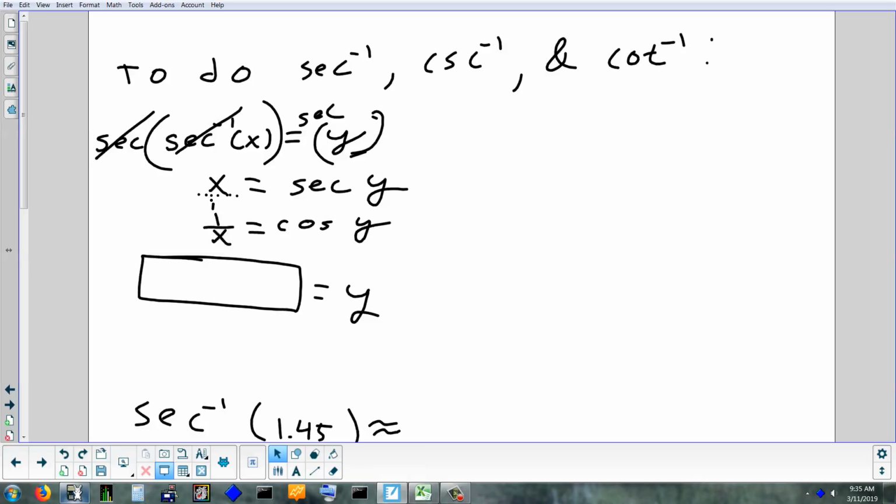So now I've got rid of SEC. I have a different trig function there. I flipped each side. When you flip x over 1, you get 1 over x. When you flip secant, you get cosine. And now, the last thing I'm going to do is I'm going to take the inverse cosine of each side. I'm going to do it on the left, and I'm going to do it on the right. What do you think cancels out on the right-hand side when you do that?